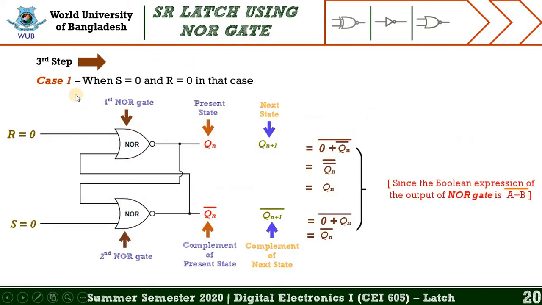Well, since we have already known that SR latch has two inputs, we can assign two individual binary numbers. One is 0 and another one is 1. In that case, we will get four combinations, such as 00, 01, 10, and 11. And in this slide, we may observe when both the two inputs are 0, what we will get in the output section.